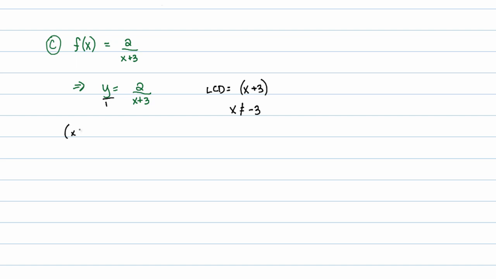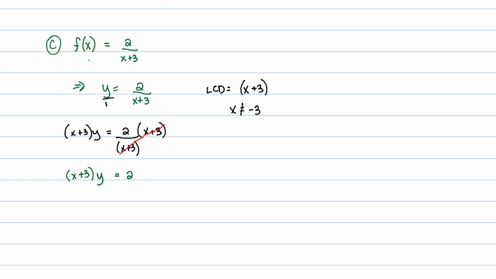So I have x plus 3 times the y value, and then x plus 3 times the right-hand side. On the right-hand side, you see x plus 3 over x plus 3 turns into 1. So the right-hand side is just going to be 2, and the left-hand side is going to be x plus 3 times y. All I've done so far is clear the equation of fractions.